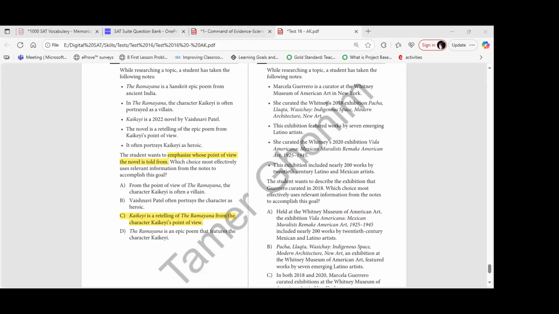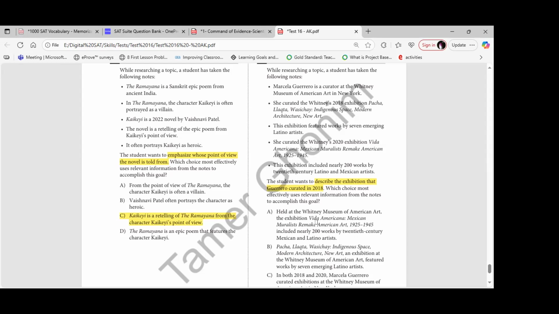Okay, again, let's find here. He said the students want to describe the exhibition that Groro curated in 2018. Let's look at A. He said in A, held at the Whitney Museum of American Art, the exhibition Vida Americana, Mexican Muralists Remake American Art, 1925 to 1945, included nearly 200 works by 20th century Mexican and Latino artists.